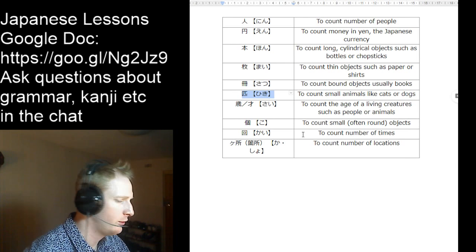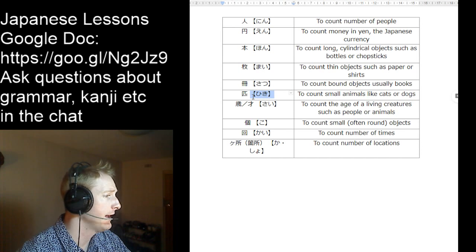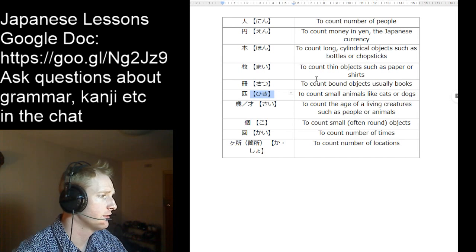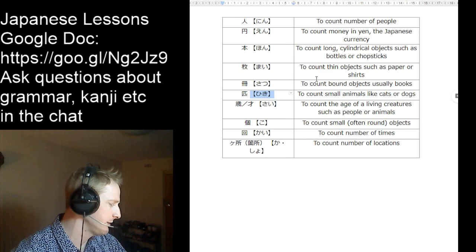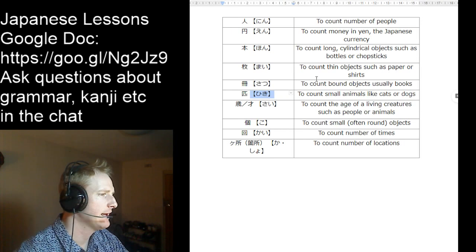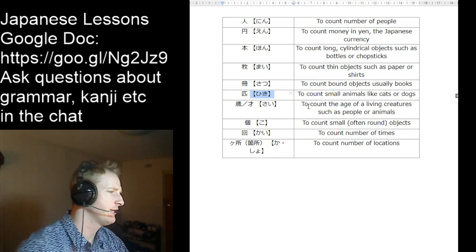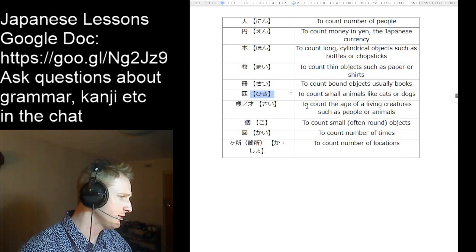We got hiki. Now I mentioned this one before when I was talking about the plurals thing in Japanese. So this is used to count small animals, so cats or dogs. Now, I don't think this is super consistent, but a Japanese person can correct me here. Once you start getting to bigger animals, you have a different counter.